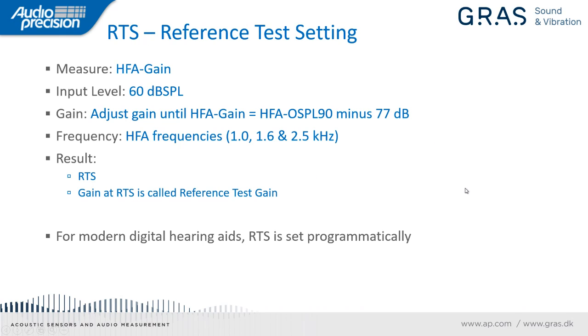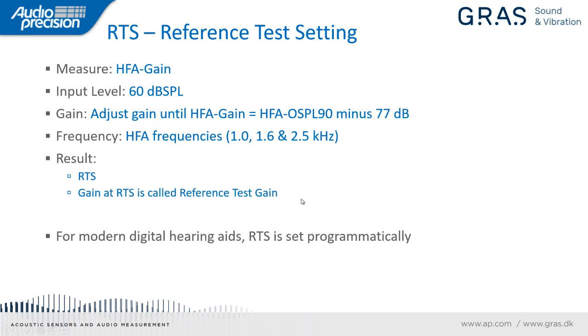Now, another important metric is the reference test setting, and for this we measure the HFA gain, so that's the gain at the three HFA frequencies of 1, 1.6, and 2.5K. The input level in this case is 60 dBSPL, and what we need to do is adjust the gain until the HFA gain that we measure is equal to the HFA OSPL 90 minus 77 dB. So the result is called the reference test setting, and the gain at this reference test setting is called the reference test gain.